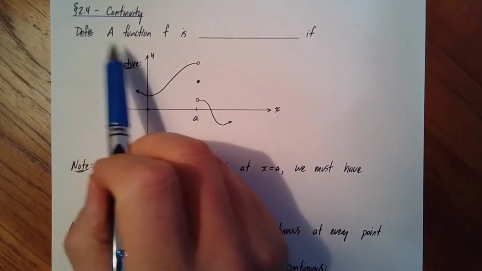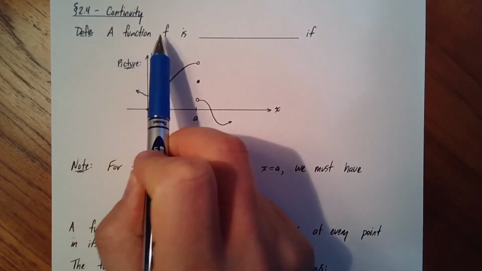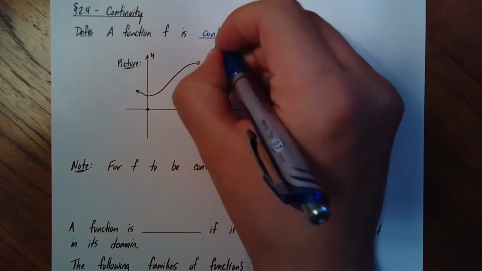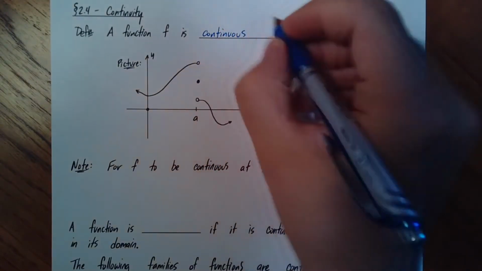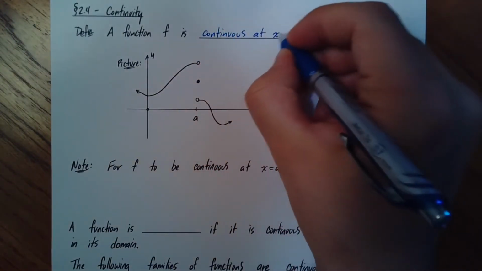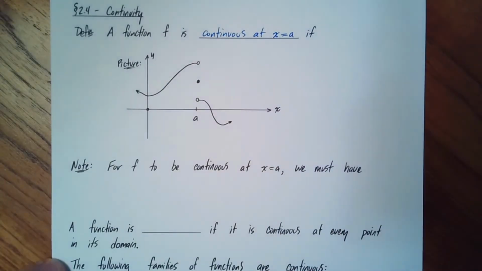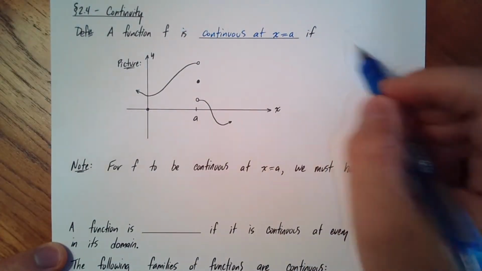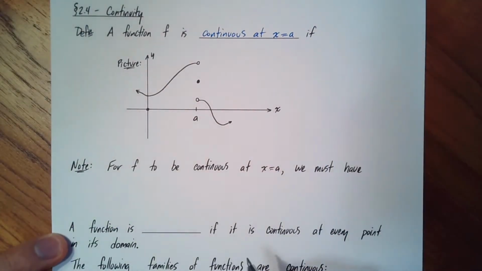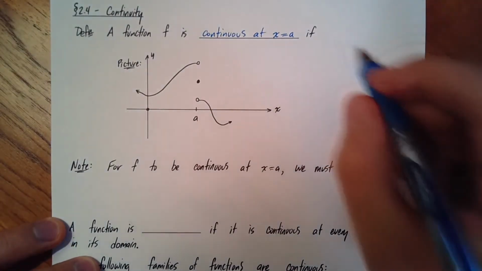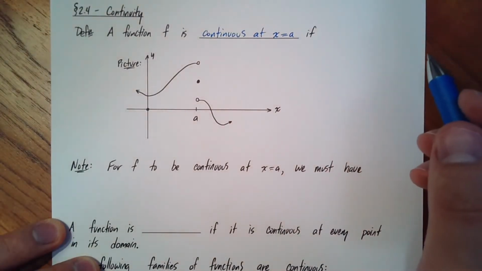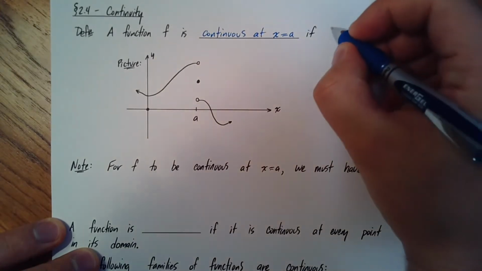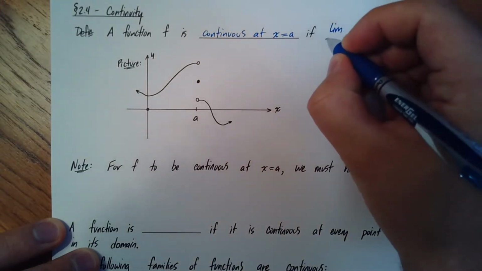So let's start with the definition of continuity at a point. This definition is, we'll start with a function f. So function f is continuous at the point x equals a if this equation is true. So we're actually going to phrase this in terms of limits. First I'm going to state the definition, and then we're going to look at where this definition comes from in just a moment. So the definition is this.